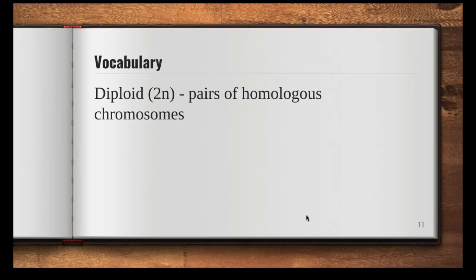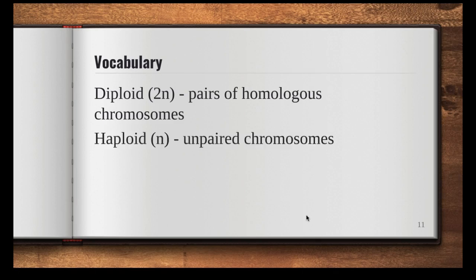And then we know these words from the last chapter, but diploid means 2N, which means you have 2 copies of each chromosome. You have pairs of homologous chromosomes. Half of that would be unpaired chromosomes. This is what we see in a sperm or an egg, a haploid cell. We only have half the amount.